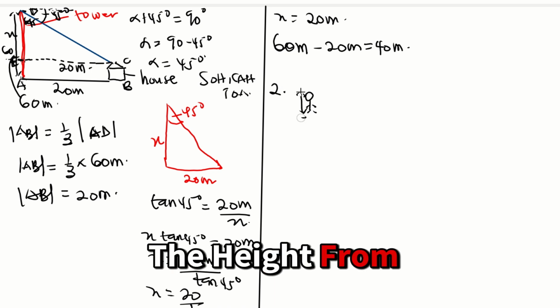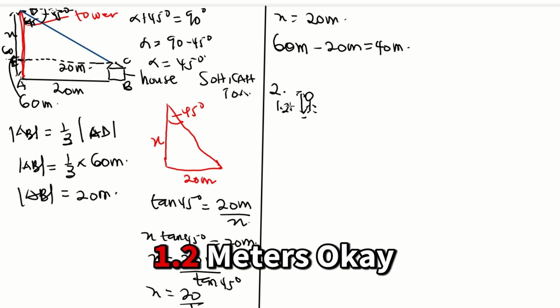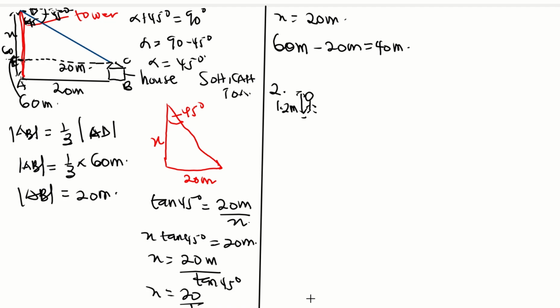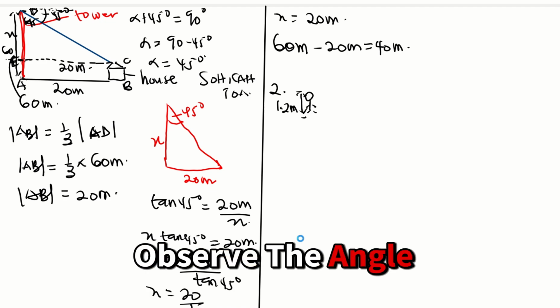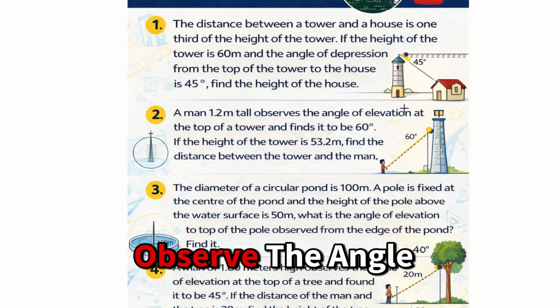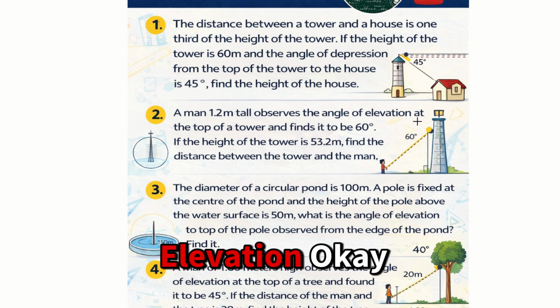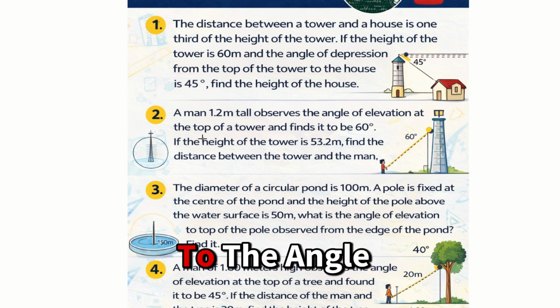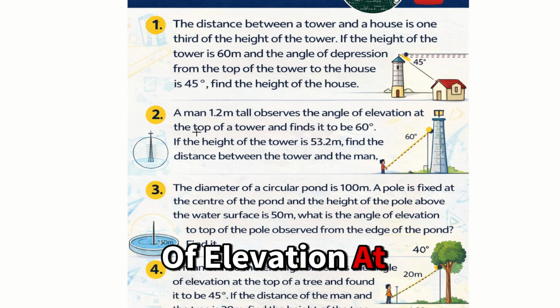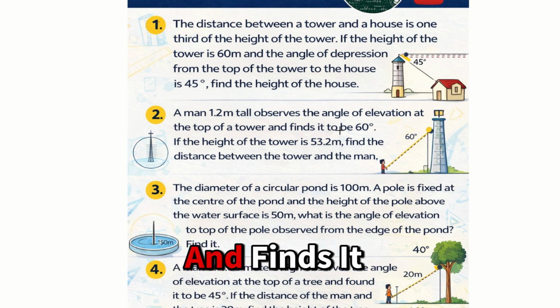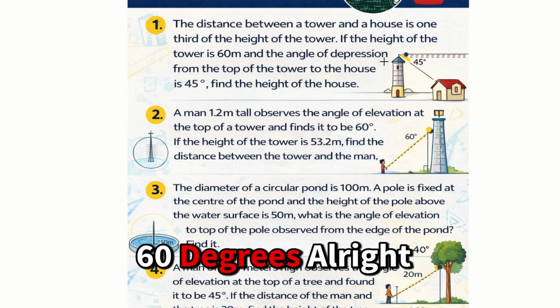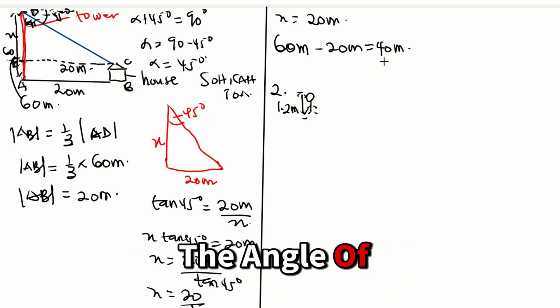The height from here to here is what? 1.2 meters. Okay. Observe the angle of what? The angle of elevation, okay, to the angle of elevation at the top of a tower and finds it to be what? 60 degrees. All right, the angle of elevation.